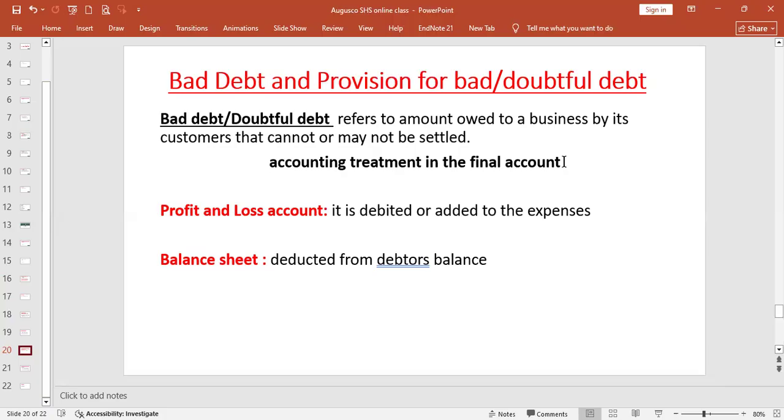So if the debtor is declared bankrupt by a legal statute, so by law, it's not just that you wake up and say I'm bankrupt and people should forgive you your debt. No. In the profit and loss account, doubtful debt or bad debt is an expense. So we add it to the expenses under your operating expenses. In the balance sheet, you would subtract it from your debtor's balance. So note these two. In the profit and loss account, it's part of your operating expenses. In the balance sheet, it is deducted from the debtor's balance.